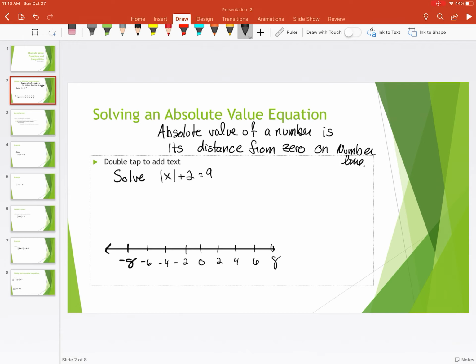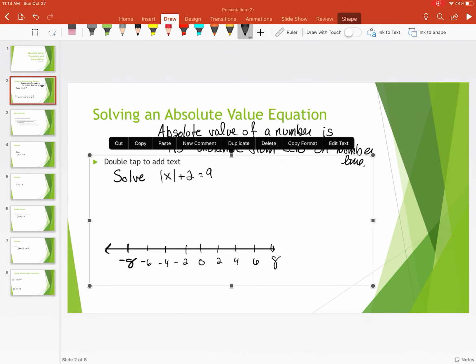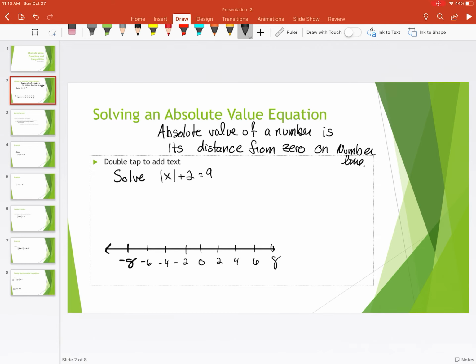All right, how are we going to solve that problem? It starts out just like solving any other equation. We have to isolate our variable. So we have to subtract 2 from both sides, and now I have an absolute value of x equals 7.